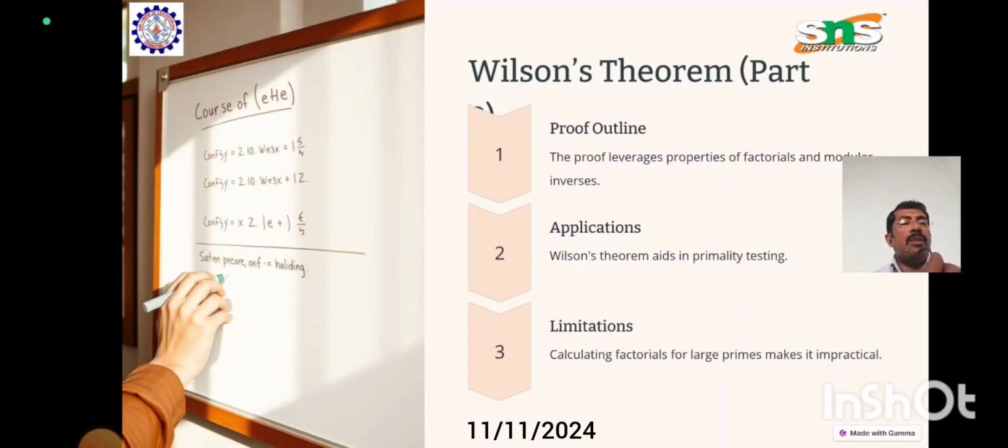But in practical usage, it is of more benefit, though obviously there will be some limitation. As you know, Wilson's theorem says that if p is a prime number, then p minus 1 factorial is congruent to minus 1 mod p. Here the factorial concept is involved heavily. But if the prime number is very big, then the factorial becomes tough, so it becomes impractical for huge prime values.